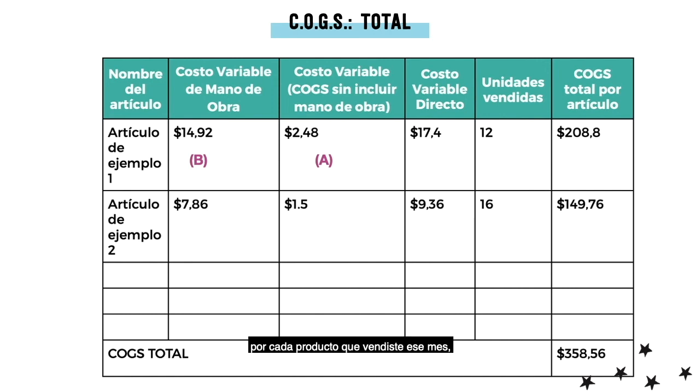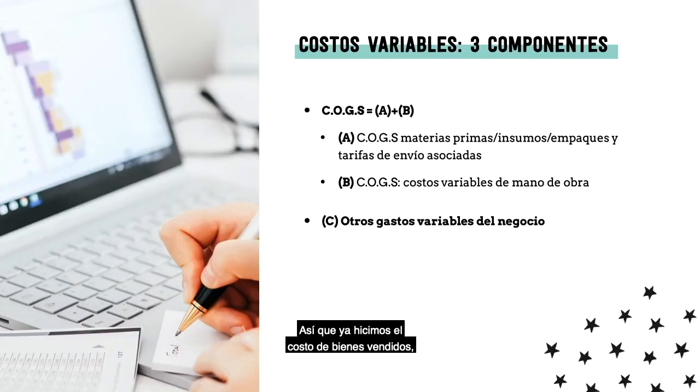Once you do that for every product that you sold that month, you will have a total cost of goods sold of, in this example, $358.56. So now we've done the cost of goods sold, we've looked at A, we've looked at B. Let's look at the third component here, C, which is your other variable business expenses.